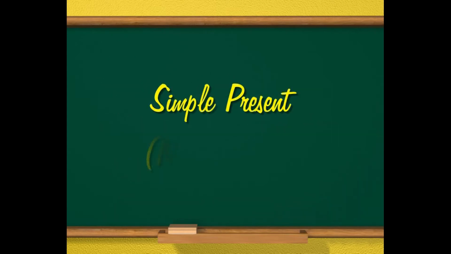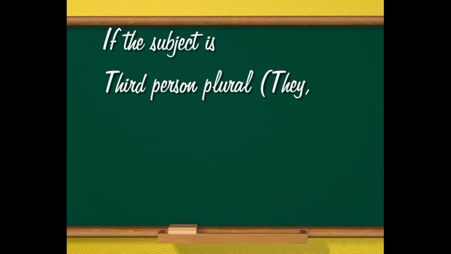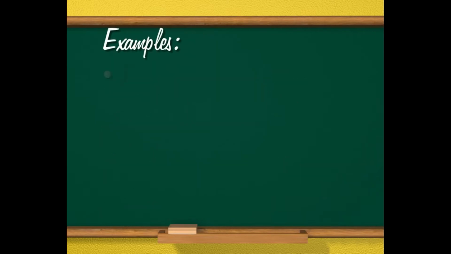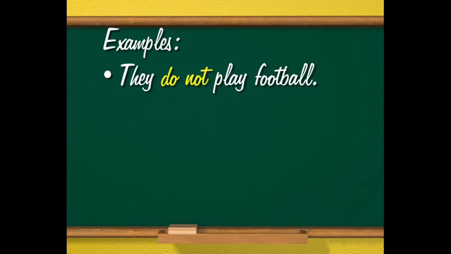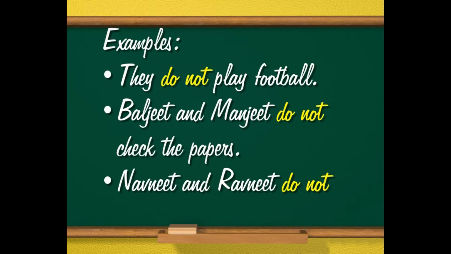Simple present negative. If the subject is third person plural, they, plural names, subject plus do not plus verb 1 plus object. Examples. They do not play football. Baljeet and Manjeet do not check the papers. Navneet and Ravneet do not bake cakes.